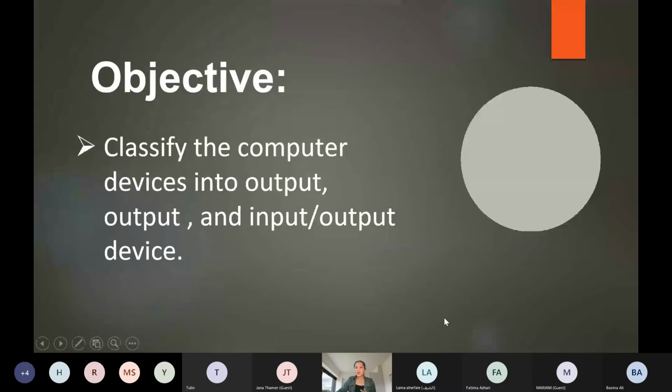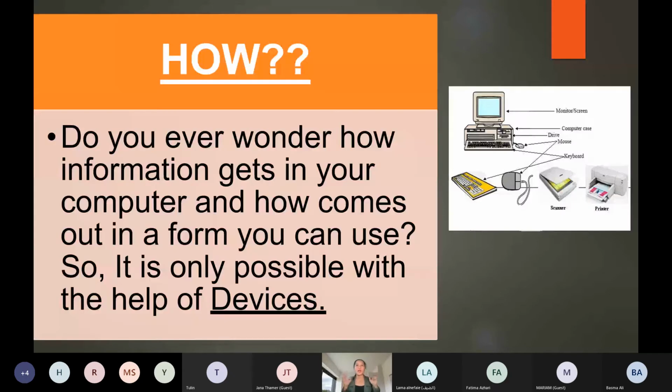Okay, so at the end of the session, you are expected to classify the computer devices into input, output, and input or output. So we're going to identify those devices that are under input, under output, or both input and output devices. Okay, the big question is how. If we are working with the input and output devices, the big question is how.